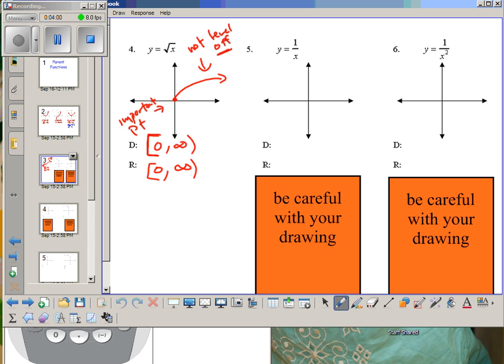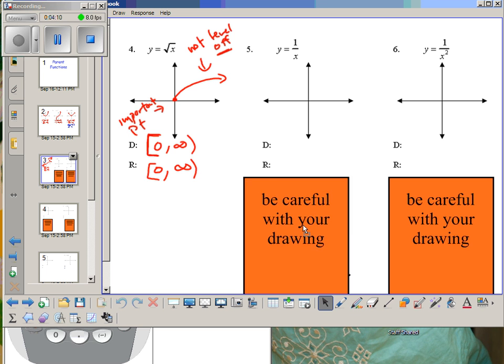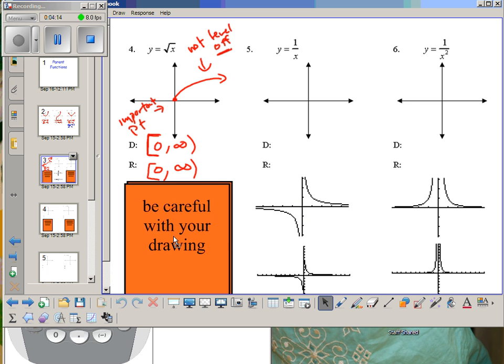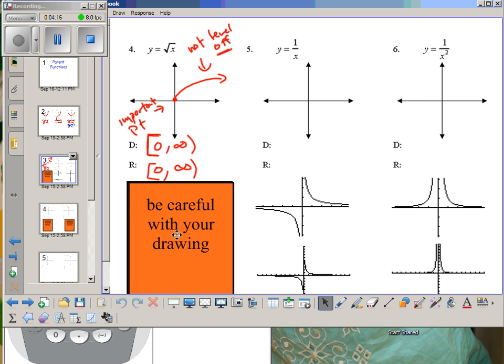It keeps going up. Our next two functions are our inverse power models, 1 over x, 1 over x squared. And be careful with your drawing. If you do these on your calculator, you are going to get this thing at the bottom right here, these guys. And it looks like they just sort of come down and end, like that's it. And that is not true.